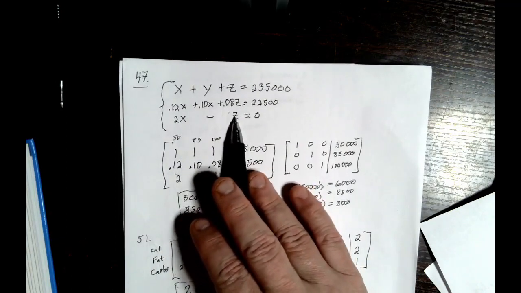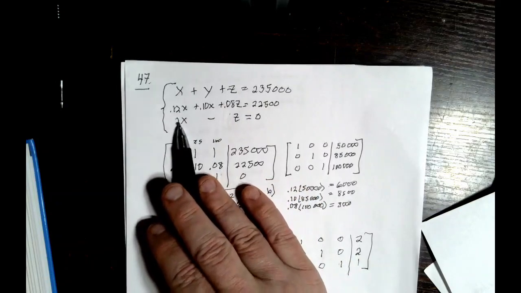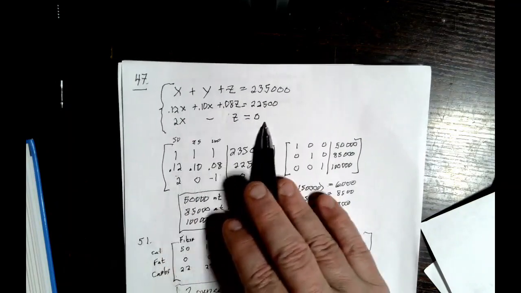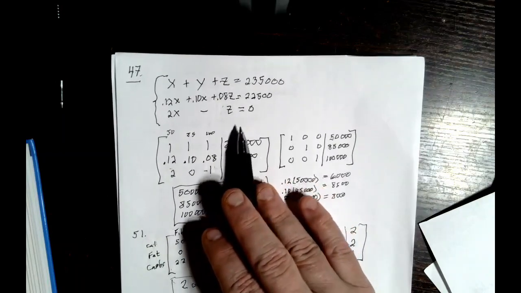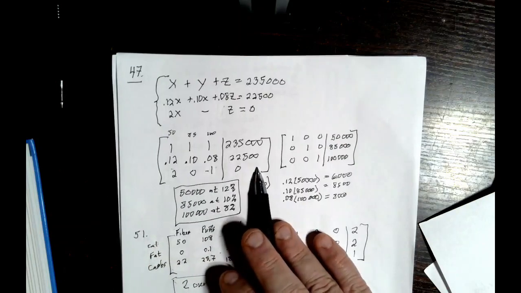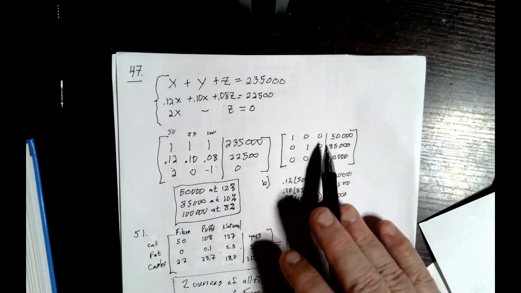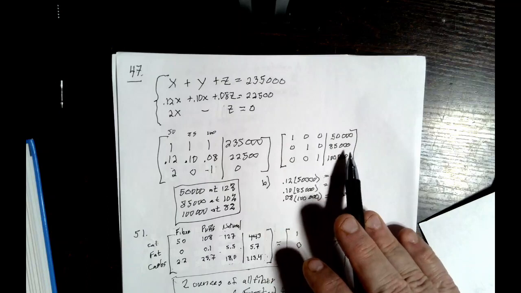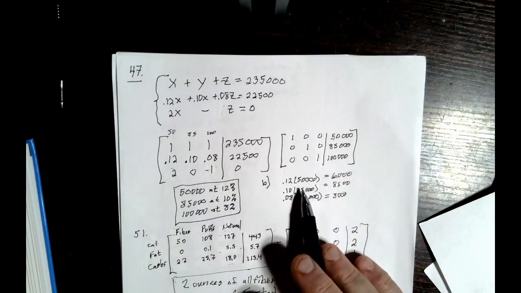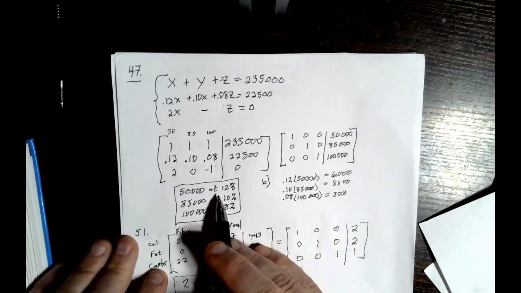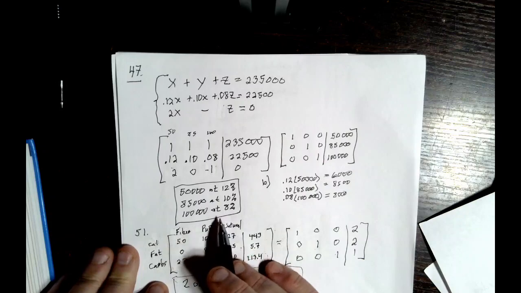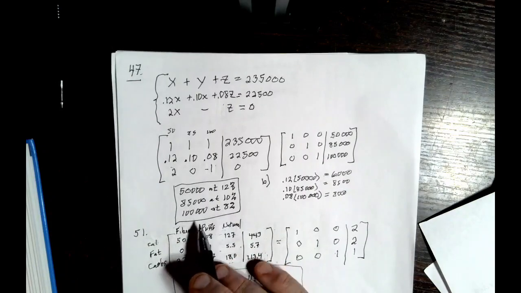So if this guy is twice as big as this guy, you've got to double this one to make it equal to it. And when they're equal, you take the difference and you get 0. Alright, so you write down the coefficients, and then you do RREF, and you get your answer for X, Y, and Z. Now to find the amount of income, you just multiply 0.12 times 50,000, 0.10 times 85,000, and 0.08 times 100,000.